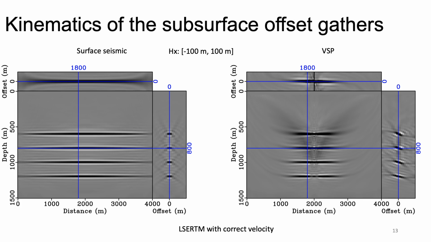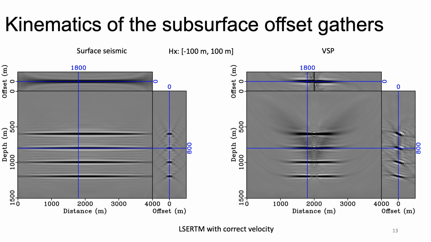We first perform LSERTM with the correct migration velocity model. The subsurface offset range is from -100 meters to 100 meters, denoted as hx here. The front panels show the migration image at h equals 0. It is very clear that the VSP data have a much narrower illumination area than the surface seismic data.